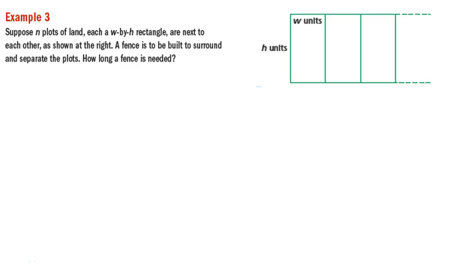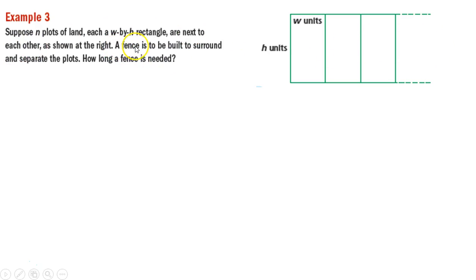All right, example 3 from 8.1 on perimeter, where we have some plots of land here, and we have n plots of land. So we don't know how many plots of land there are. We just have a general idea of what's going to happen here. And each of those plots of land is a W by H rectangle. So we can see this picture here that's given to us to illustrate what's happening. And all those rectangles are next to each other, as shown here.